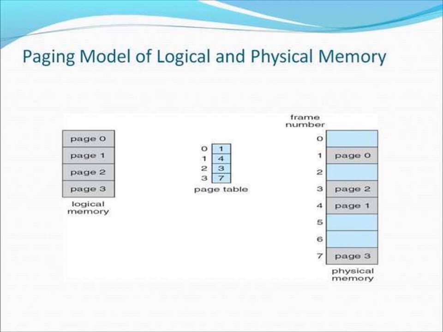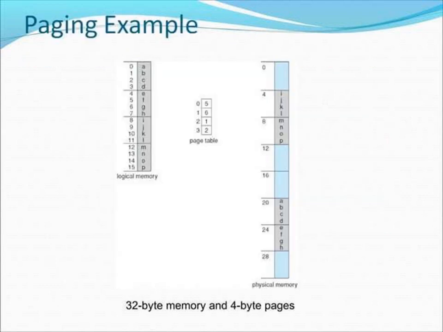You can see the page number 0 is mapped with the frame number 1, and similarly page number 1 has been mapped with frame number 4, page number 2 has been mapped with frame number 3, and page number 3 has been mapped with frame number 7. Like this, the page table helps you to map the logical memory to the physical memory. So here you can see how it has been done.